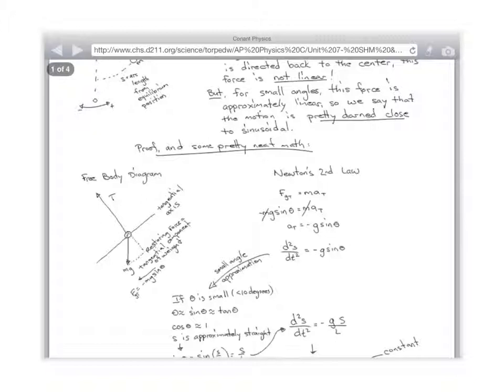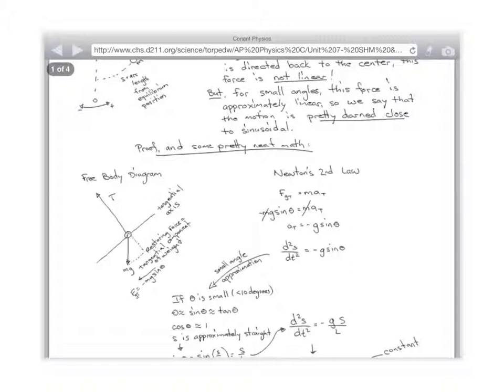It's d squared theta dt squared equals negative, and what's the constant? G over L. Wait a second. G over L times theta. Oh, this is interesting. G over L. Where have you heard that before with regard to a pendulum? Square root... Yes, with the period and the time and the G over L thing. Right.